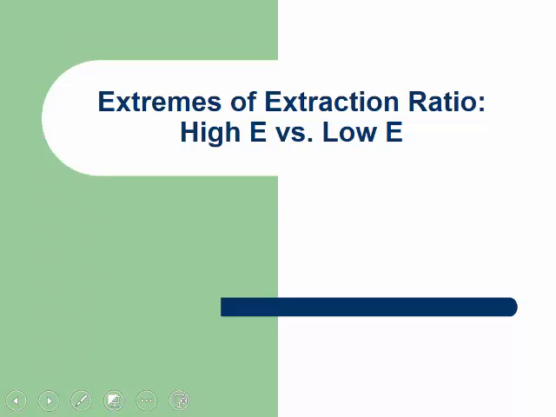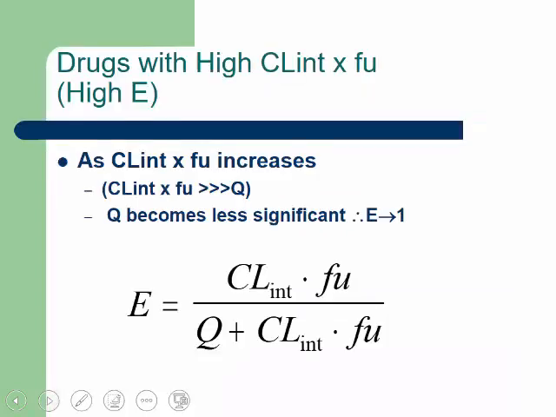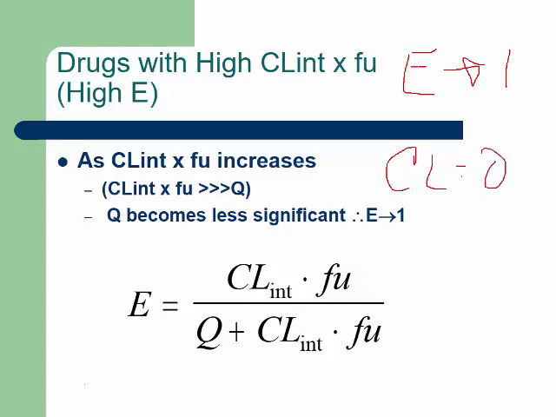This is now talking about extremes of the extraction ratio, high extraction and low extraction drugs. Drugs with high intrinsic clearance times fraction unbound are high extraction drugs. This is just like when we talked before, where it's a high E, as E is approaching 1. As E approaches 1, our clearance, which is dependent upon Q times E, becomes more and more dependent on Q, doesn't it? It becomes blood flow dependent.